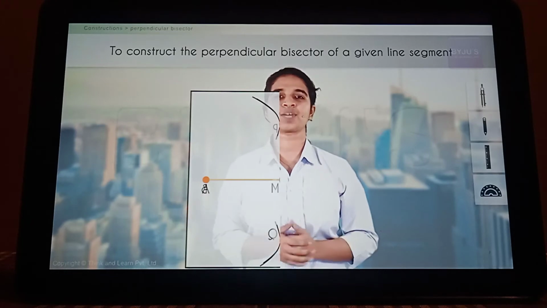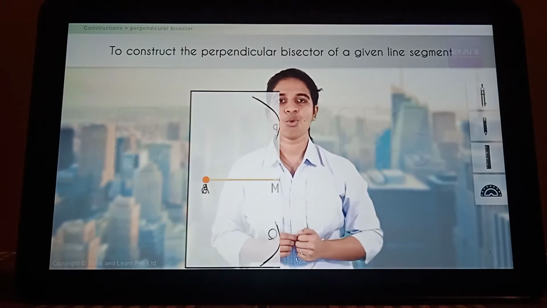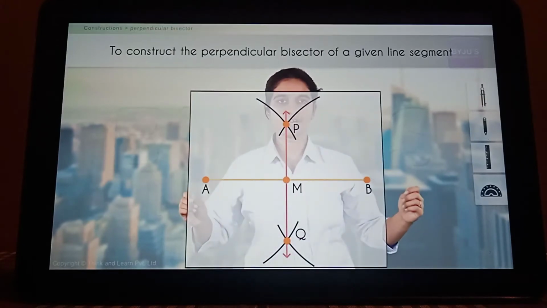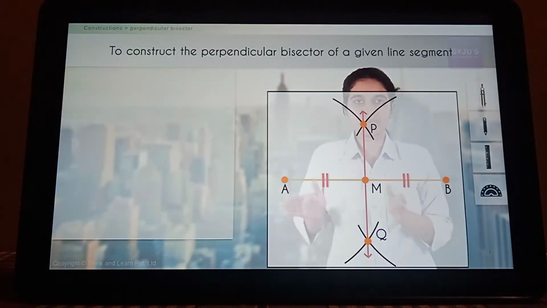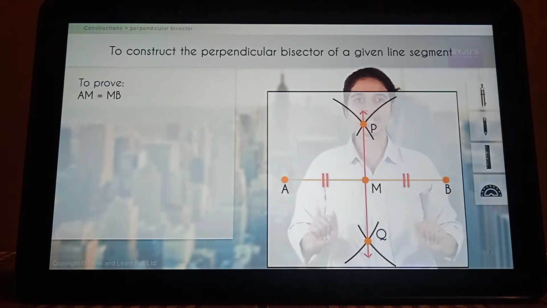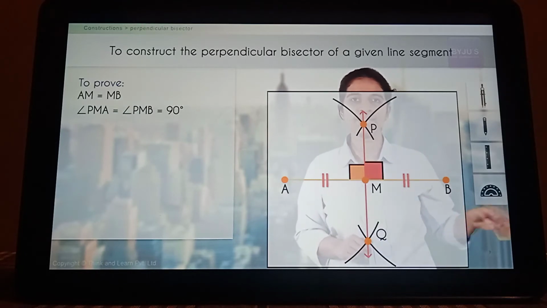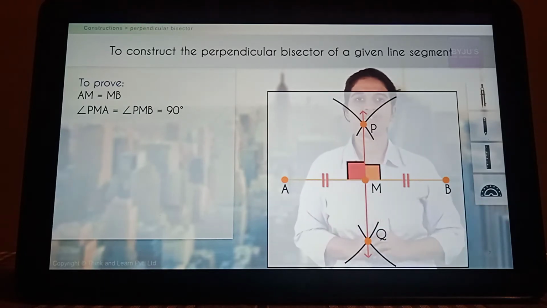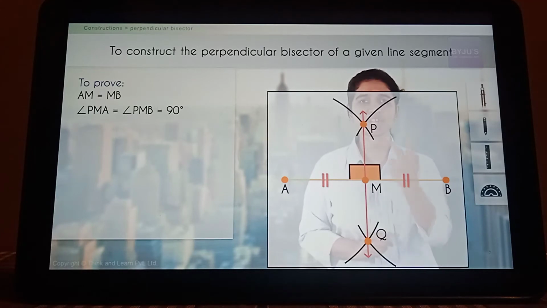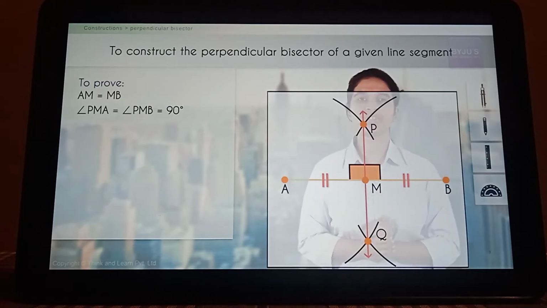What does perpendicular bisector mean? There are two things to it. One, that these two sides are equal: AM and MB are equal. Bisector, right? Divides it into two equal parts. And this angle should be 90 degrees. Angle PMB as well as angle PMA should be 90 degrees. Those are the two things that perpendicular bisector means, right? Two words, perpendicular and bisector. So we are going to prove both of these things.